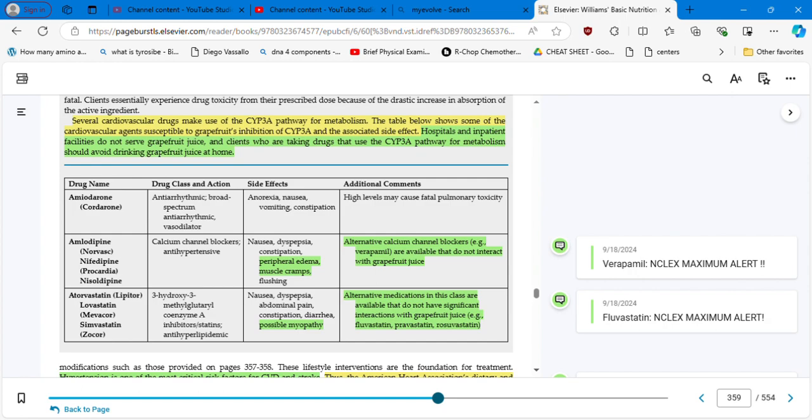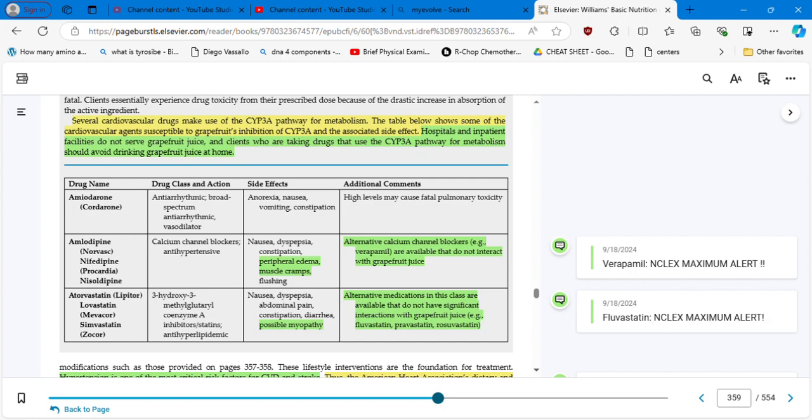So you have the amiodarone, amlodipine, atorvastatin, right? For example, in the case of amlodipine, the additional comment is alternative calcium channel blockers, verapamil, are available that do not interact with grapefruit juice. Okay, so instead of giving amlodipine, probably you can give verapamil. Okay, NCLEX alert.